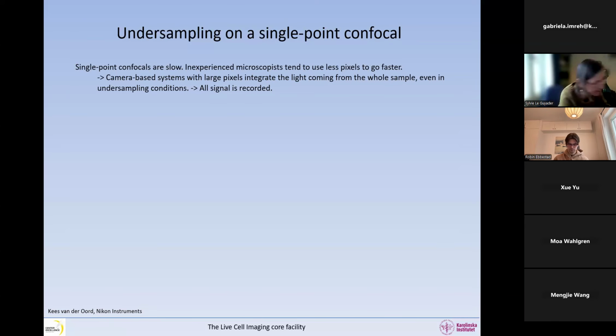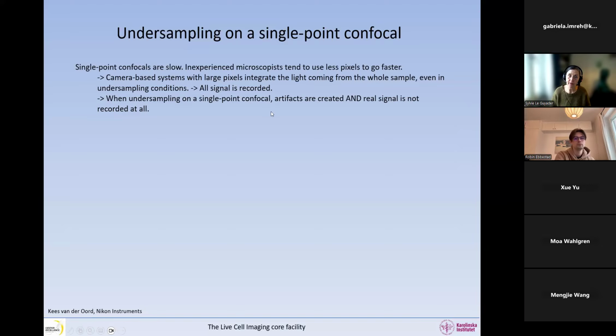Here I am again. So on the camera-based system, we're collecting all the light that comes from the optical image, one way or another. We can get bigger pixels or smaller pixels, but we collect everything. But that's not the case on a single point confocal. So when we undersample on a single point confocal, we create artifacts and we're missing data because we're jumping from one point to another point, and we're measuring here and we're measuring here. We're not measuring in between. And that is a big difference between a camera-based system and a single point confocal.